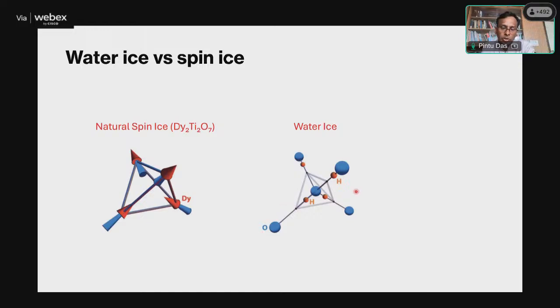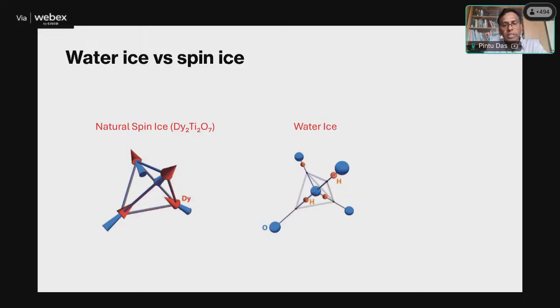If you remember your school days, if you look at water ice, H2O, you see that typically the structure is like this. In this ice structure, two protons are closer to this oxygen and two are away from it. These orange ones are the protons, hydrogen atoms, and two are closer to this oxygen and two are away from this oxygen, which is sitting at the tetrahedra in this case. So we call it the two-in, two-out rule.